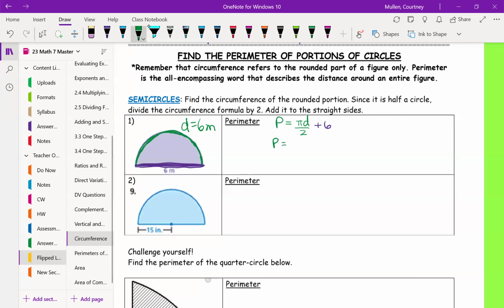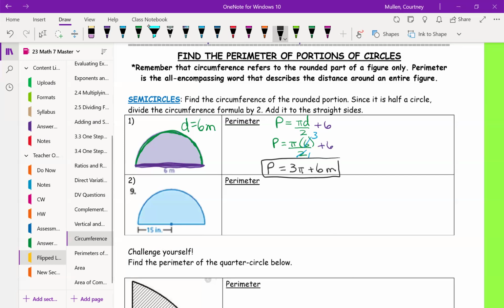So pi times diameter, our diameter was 6, divided by 2. And then we add the 6. So we're covering the rounded portion and the flat portion. Well, 6 divided by 2 is 3. So our exact perimeter is 3 pi plus 6 meters.